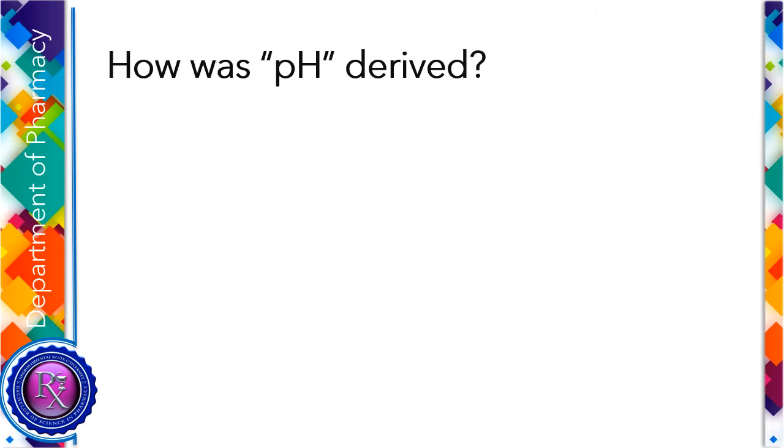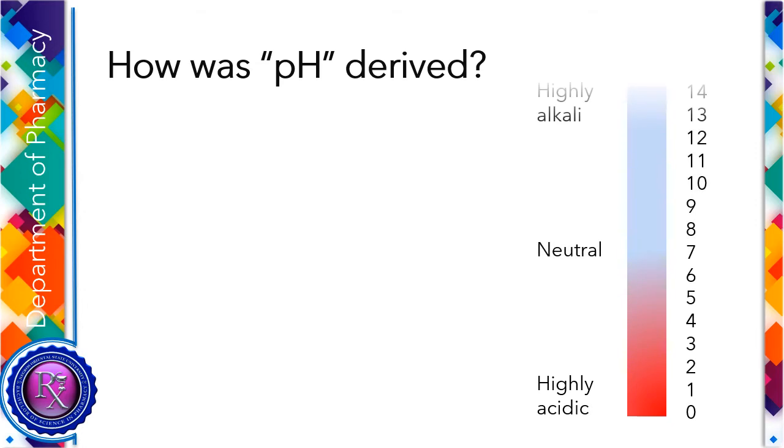How was pH derived? pH is defined as the unit of measure which describes the degree of acidity or alkalinity of a solution. It is measured on a scale of 0 to 14. The term pH is derived from the letter P, the mathematical symbol for negative logarithm, and H, the chemical symbol for hydrogen. The formal definition of pH is the negative logarithm of hydrogen ion activity.